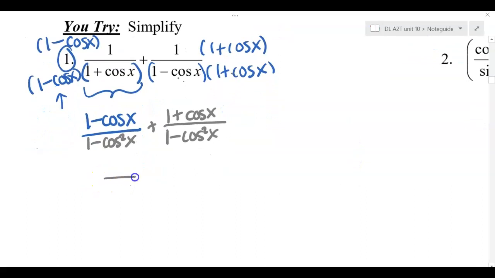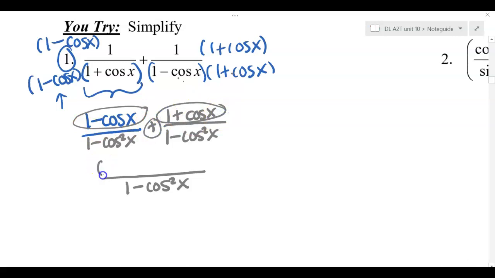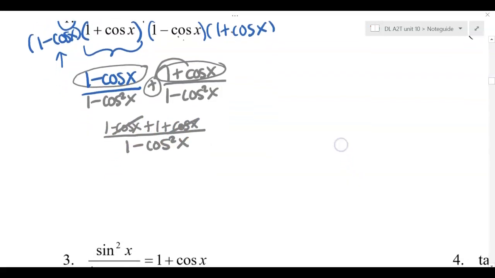Now they can be written as one fraction, where the denominator is 1 minus cosine squared x. And in the numerator, I'm going to add this plus this. I'm just going to distribute this plus to each of these, so plus 1 and plus cosine x. And you'll see the cosines will cancel. So I will have 2 over 1 minus cosine squared x.